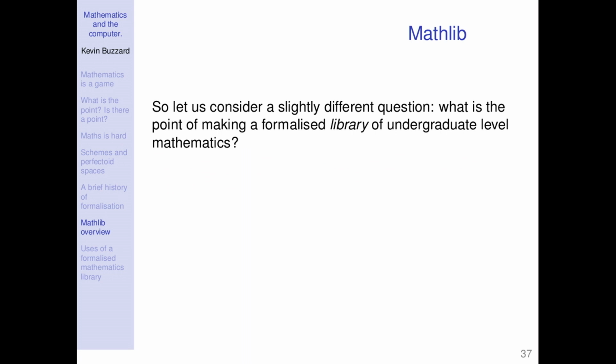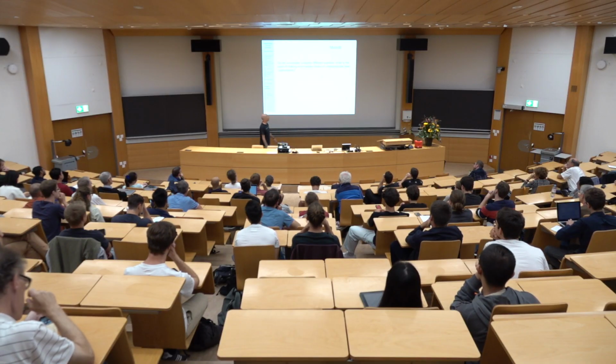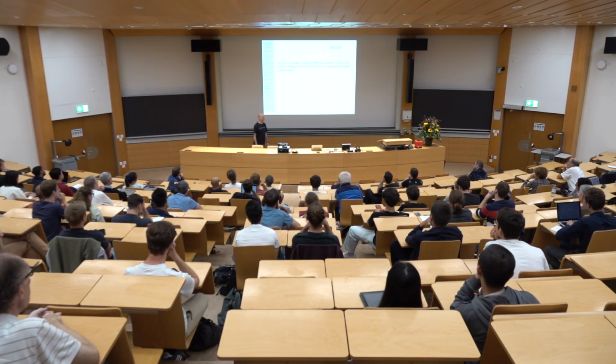Okay. So at the beginning, I said I just thought it was a good idea doing this stuff, but I wasn't really clear why. What was the point of formalizing perfectoid spaces? But here's a slightly different question. Maybe, what's the point of formalizing mathematics, but what's the point of making a formalized library of undergraduate level mathematics? Because that's clearly what's happened, right?